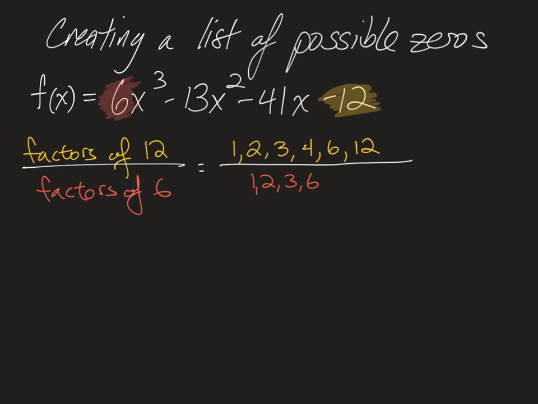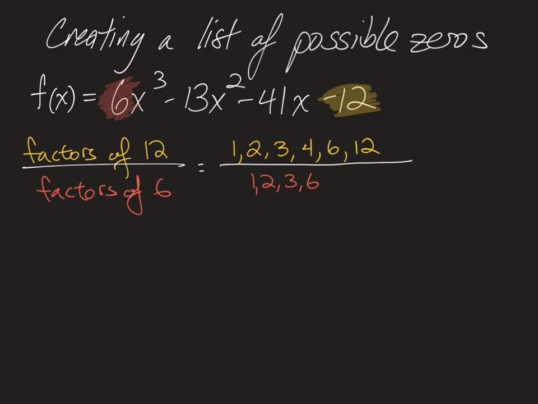So how does this work? I realized on the last slide it said if your only factor of the leading coefficient is 1, then the list is just the factors of the constant. So if the only number in the denominator was 1, you just get the list of factors out of the top, and that is your list of possible zeros. Pretty straightforward.